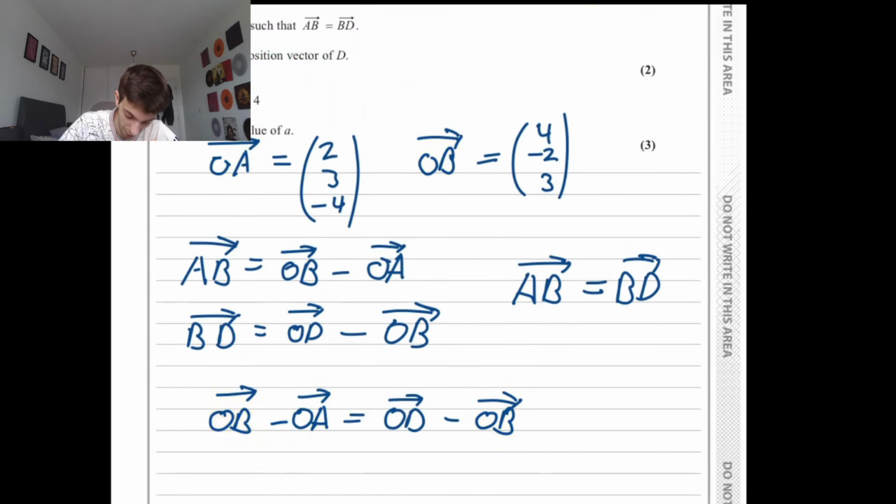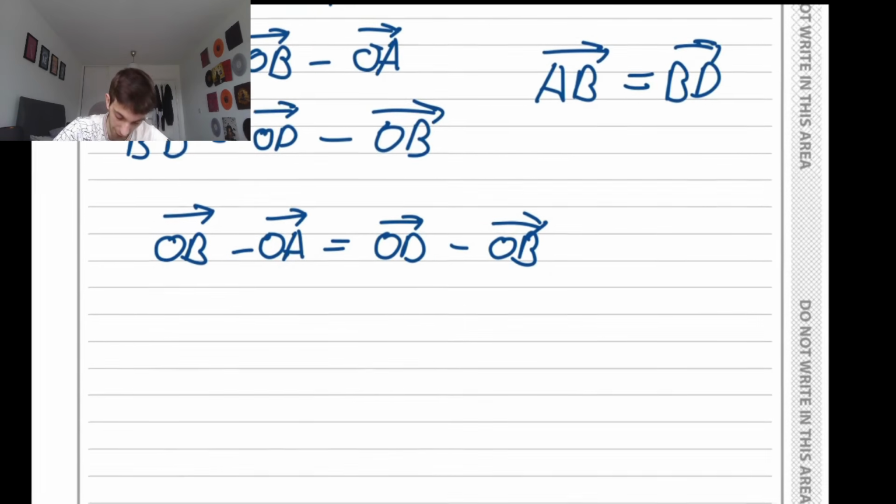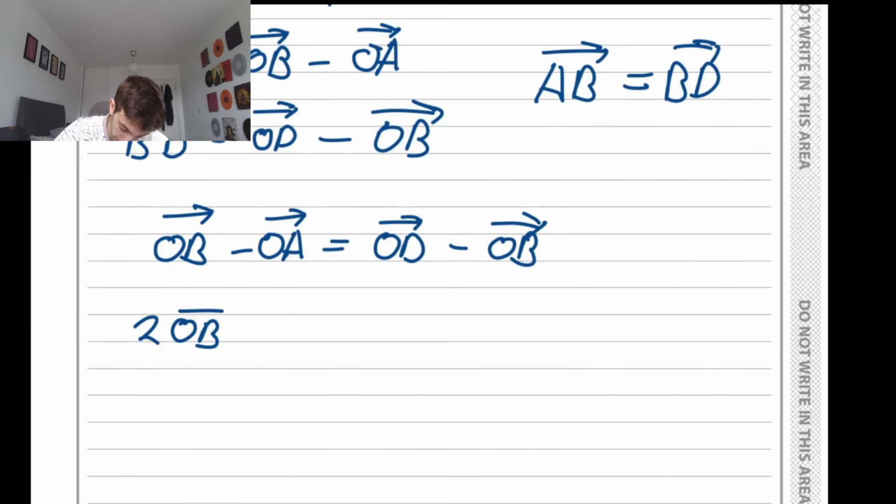So with all that information, we can actually do a little bit of rearranging. Adding over that O to B, which we have on the right-hand side, we're going to have 2 times O to B, take away O to A, will be equal to exactly what we need, the position vector O to D.